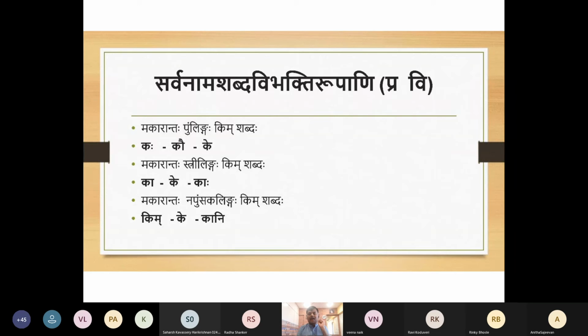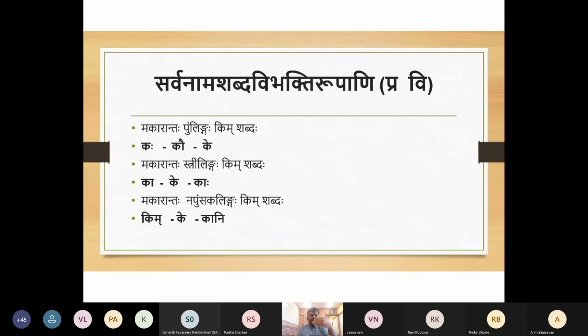Question forms also. This is all Pradhama Vibhakti questions. Kaha asti, saha asti. Who is there? He is there. Kau stah, who two are there? Balakau stah, the two boys are there. Ke santi, who are all there? Balakaha santi. So kaha, kau, ke are the question forms in Pradhama Vibhakti.